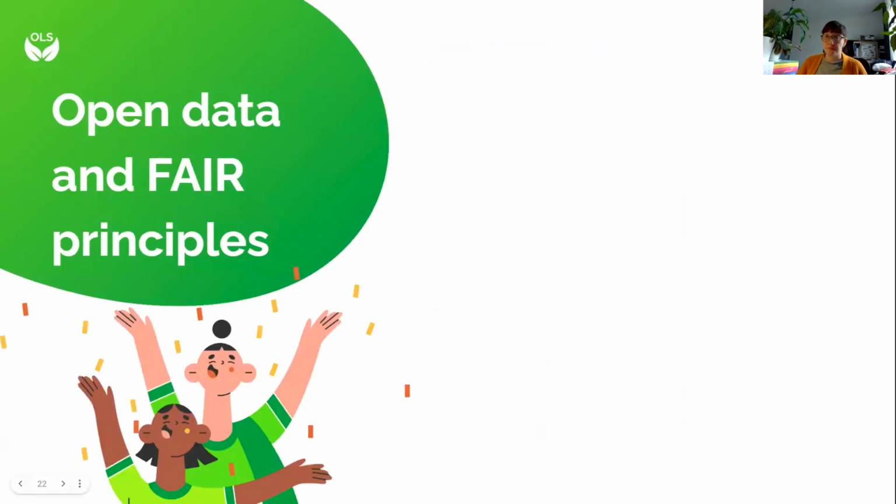So with that, I'm going to jump a bit more into the concept of open data and FAIR principles. And that is what we're going to go for the rest of the hour. We are going to be discussing a bit about what open data is for you, and have some discussions on why we should be using it or why not.